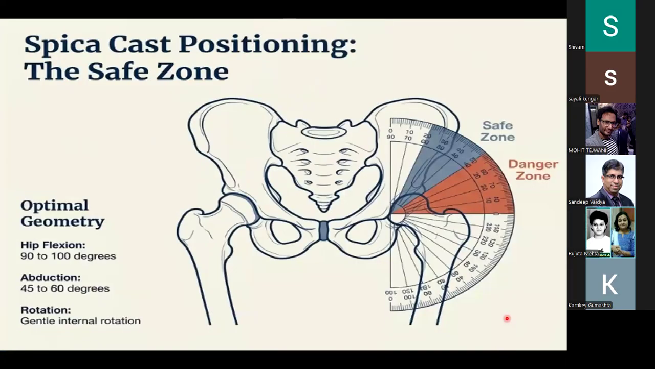With hip spica, the safe zone: hip spica should be applied in the safe zone. Hip flexion in 90 to 100 degrees, abduction in 45 to 60 degrees, and minimal internal rotation.